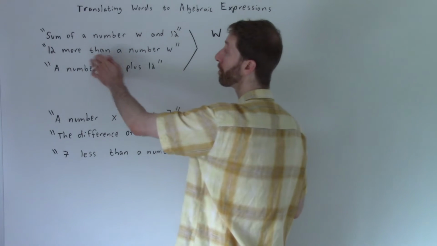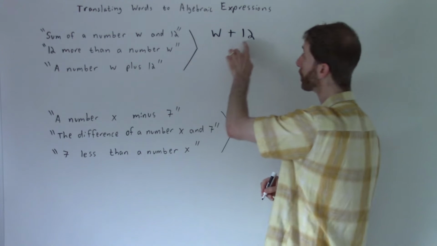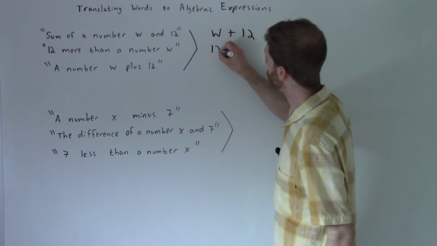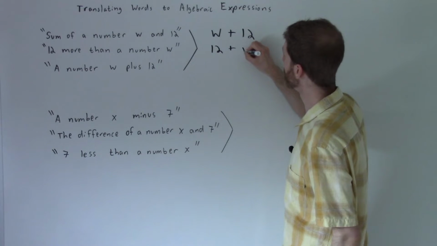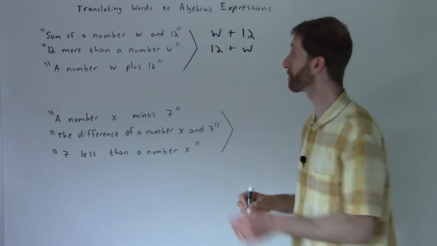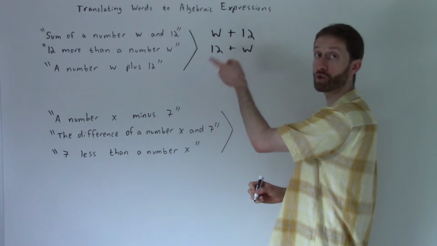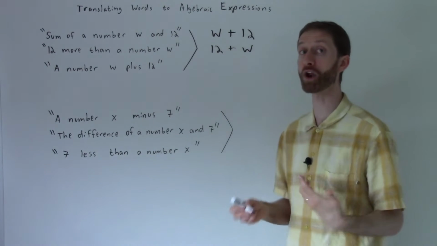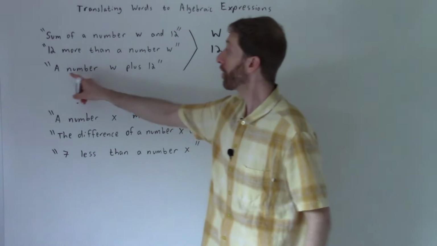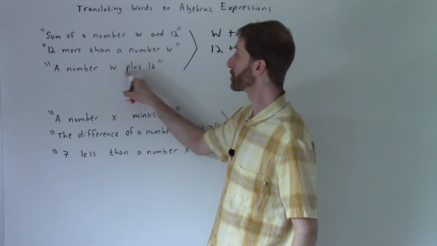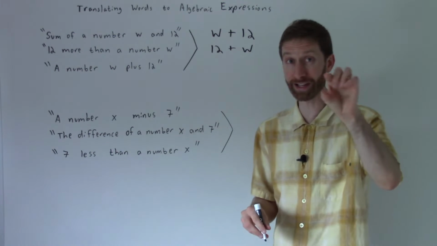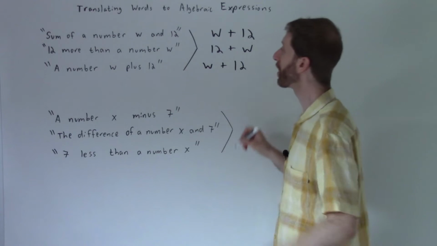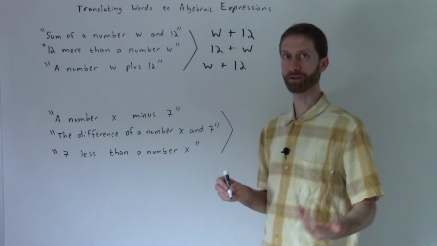This says 12 more than a number W. You could also write that as 12 in addition to the number W, just like that. But with the commutative property, we know that 12 plus a number is the same as a number plus 12, so it does not matter which order you write it in. Now, with this problem, a number W plus 12, that's literally translating left to right. So they all mean W plus 12.